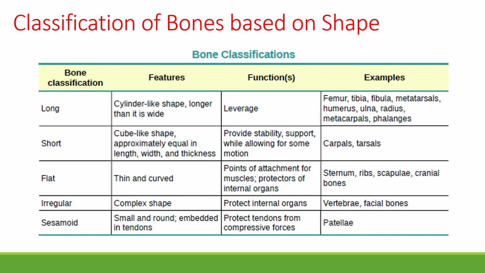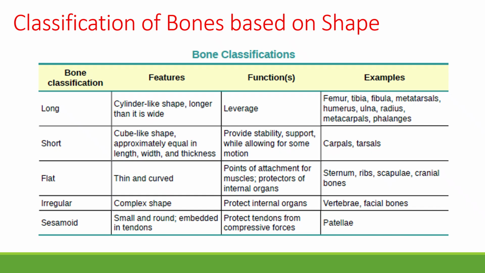So when we look at bones, we can classify them by their shape. And so there's 5 main shapes that we look at. So you're going to want to make sure you know the name of the shape as well as a description of it, what it does, and then some examples of it.